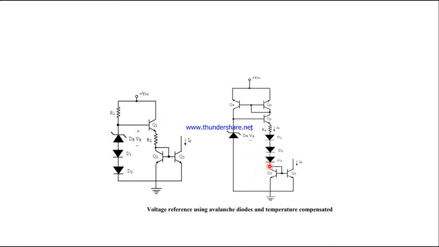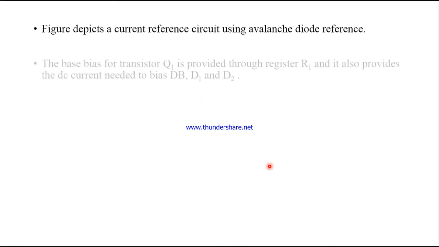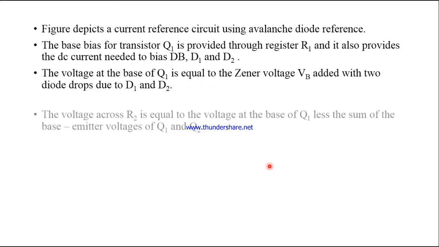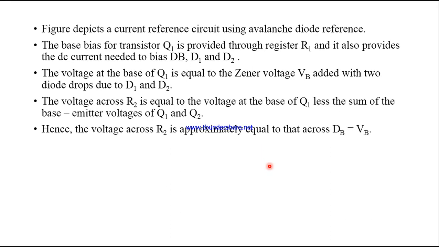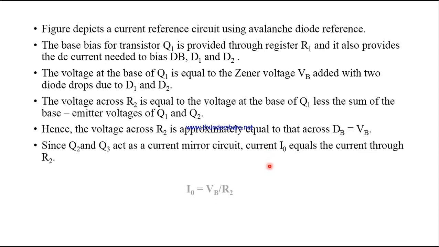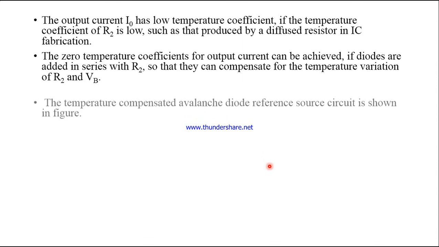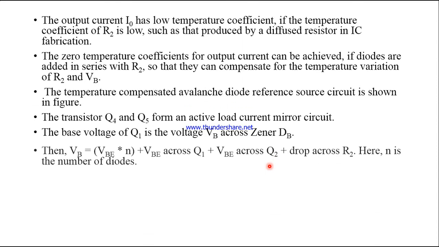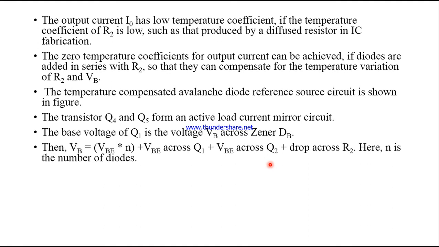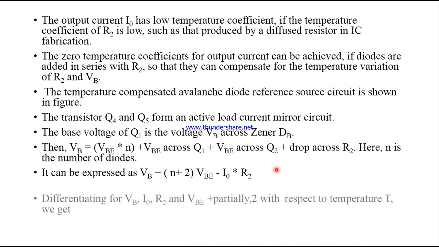Therefore, this VB can be given by the equation VB equal to N times VBE plus VBE across Q1 plus VBE across Q2 plus the drop across R2. Here N is the number of diodes used, and it can be expressed as VB equal to (N plus 2) VBE plus I0 into R2.